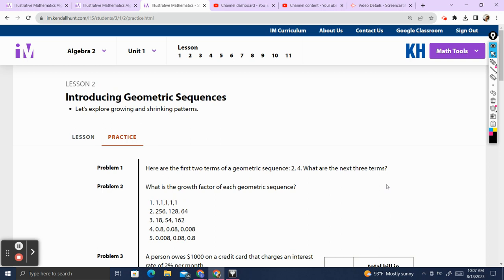Let's get started. Problem 1. Here are the first two terms of a geometric sequence: 2, 4. What are the next three terms?